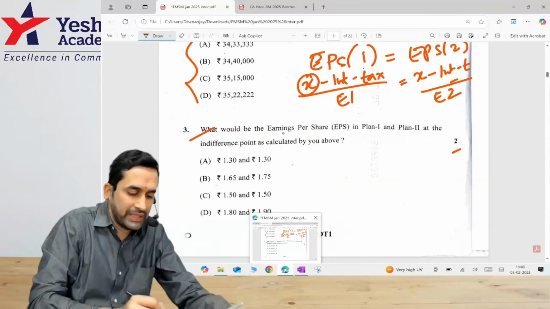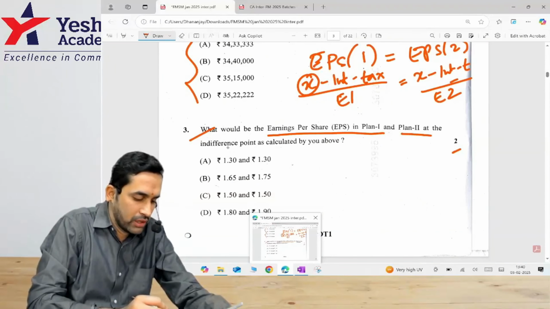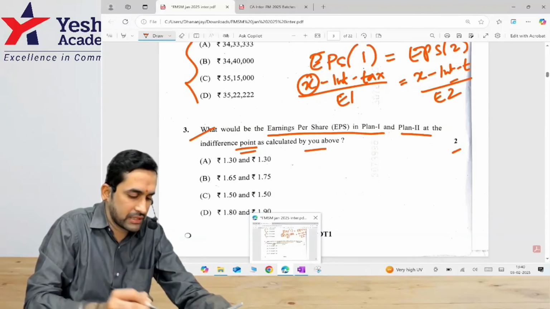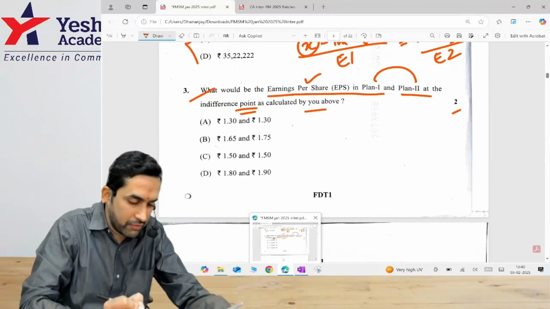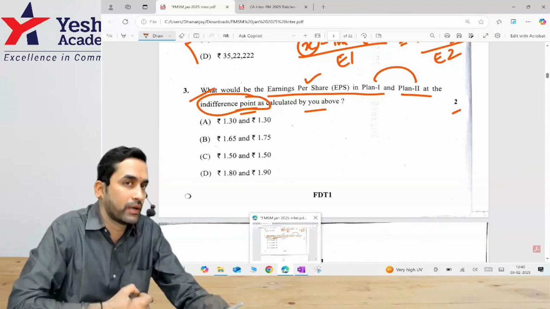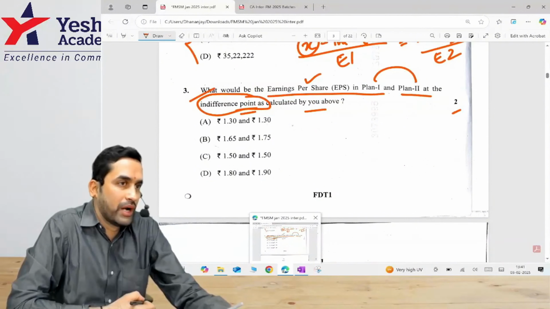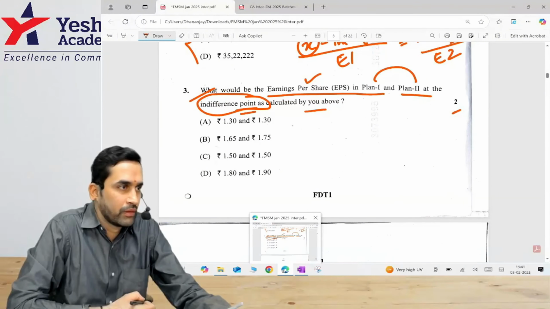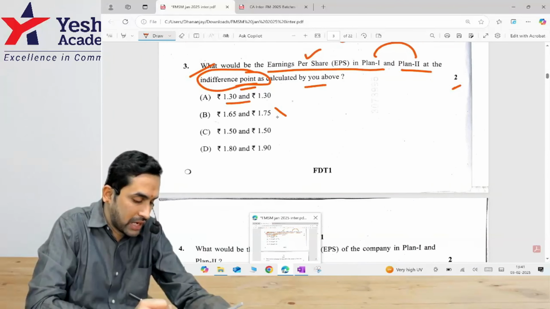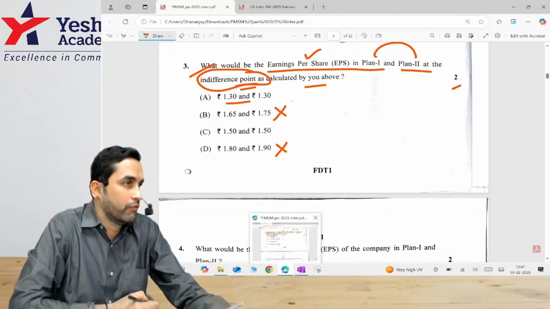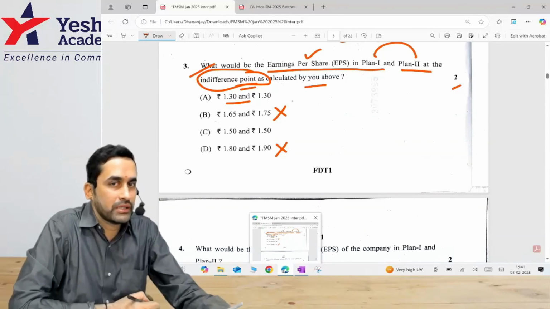Third, what would be the EPS in plan 1 and plan 2 at the indifference point as calculated above? Look at this question. When they say EPS in plan 1 and plan 2 at the indifference point, what is the meaning of indifference point? The point where EPS should be the same. Correct? And if you see the options, 1.3, 1.3, this can't even be the answer. When you call it indifference point, EPS should be the same.